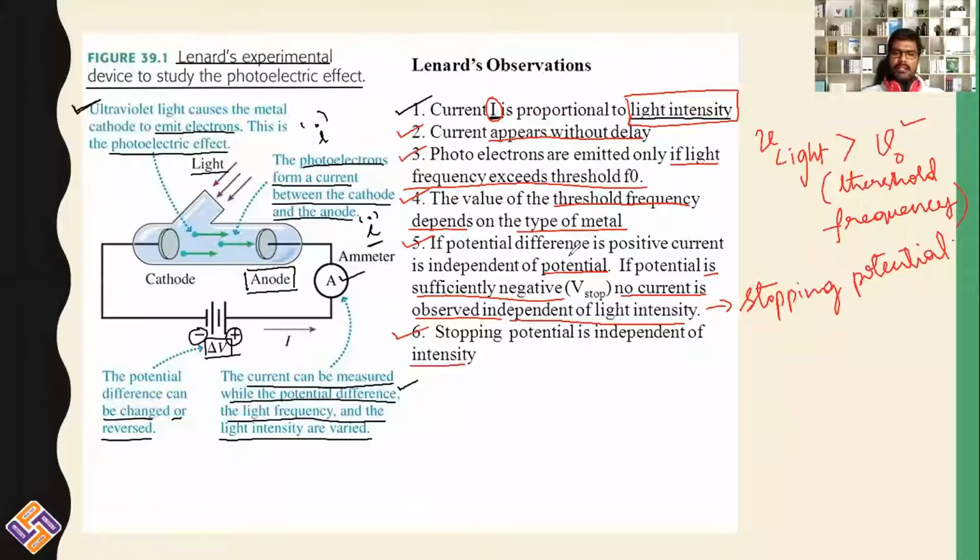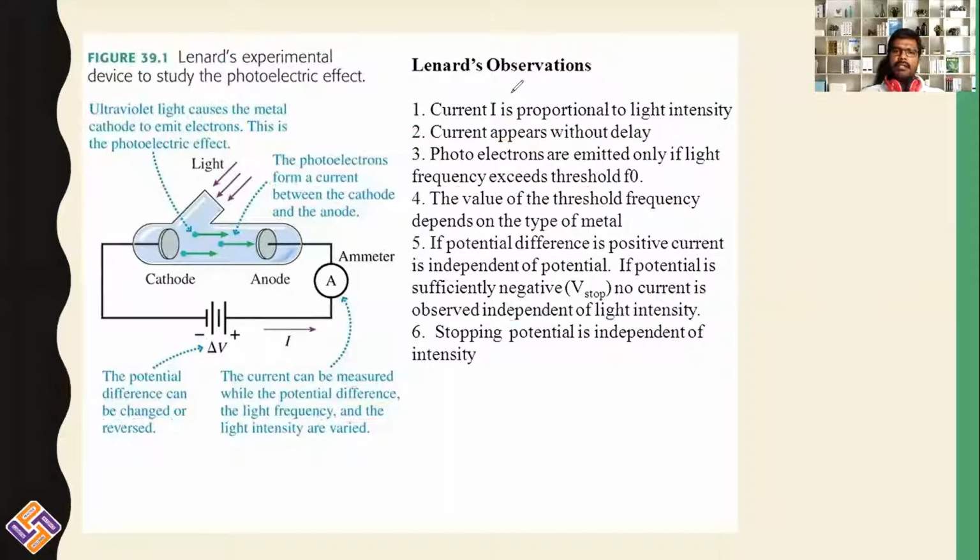Number 1, current is directly proportional to intensity of the light. Current appears without delay. Photoelectrons are emitted only if the frequency is greater than threshold frequency, and the value of threshold frequency is dependent upon nature of the material. When the potential difference is positive, current is independent of potential, but for a certain negative potential no current is observed, which is independent of light intensity.